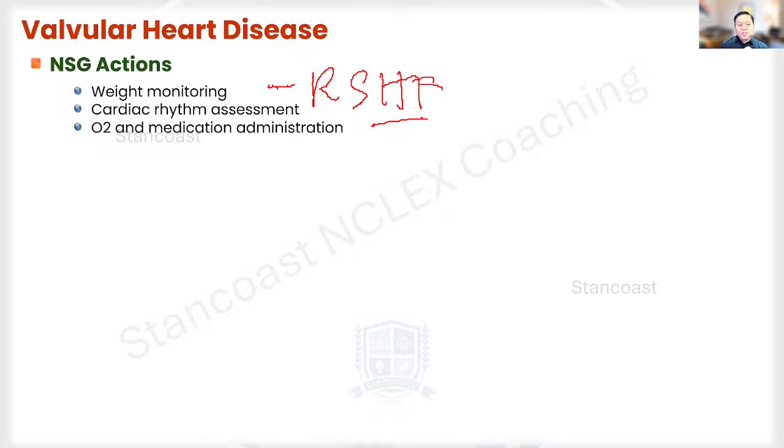Now, we're also going to talk about the oxygen and the medication administration. So there are so many pharmacological agents that will be involved here. As far as the hypoxemia, we're going to have to provide the appropriate amount of O2, the concentration to the patient as ordered. We have to make sure that we are constantly monitoring the patient's O2 saturation during the critical phase.